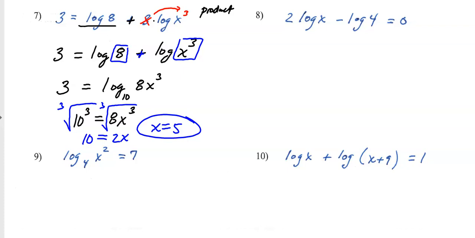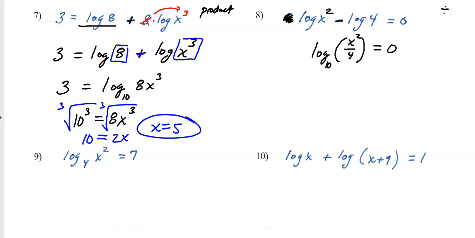All right, next one, number 8. So I see a subtraction. So in my mind, I'm thinking, okay, I'm going to be doing division here. And I don't like that 2 in the front, so I'm going to move that 2 up here and get rid of it. So that was a power property. And now I can get a single log of x squared divided by 4 equals 0.